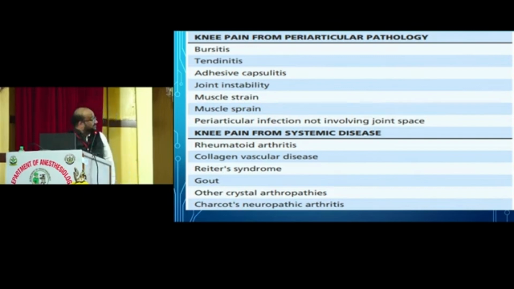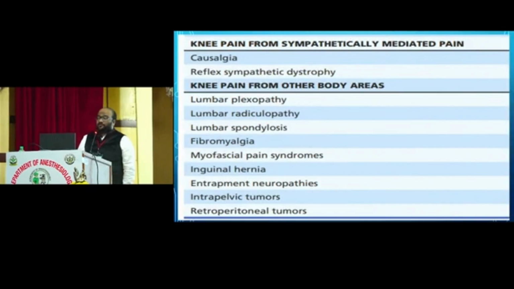And coming from systemic diseases, our causes are rheumatoid arthritis, collagen vascular diseases, gout, any other crystal arthropathies, and Charcot's neuropathic arthritis. There can also be knee pain which is sympathetically mediated. So this is from reflex sympathetic dystrophy or causalgia.